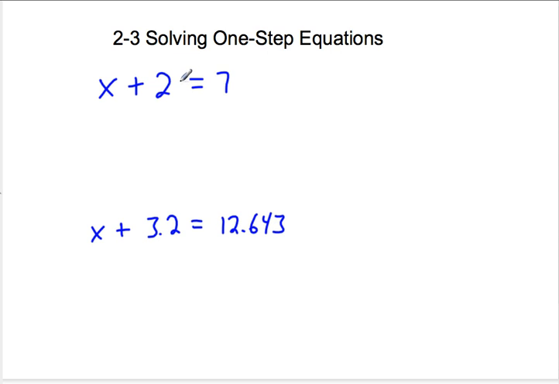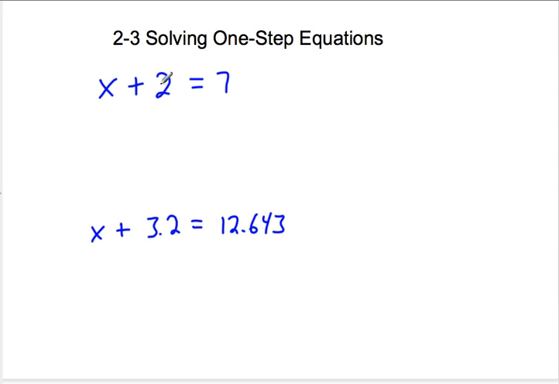In today's video, we're going to be talking about solving one-step equations. We did some of this last year, so I'm just going to do a quick review of this so we can get into some more complicated equations. Remember, when we're solving equations, we need to show our work and we need to use the properties of equality.